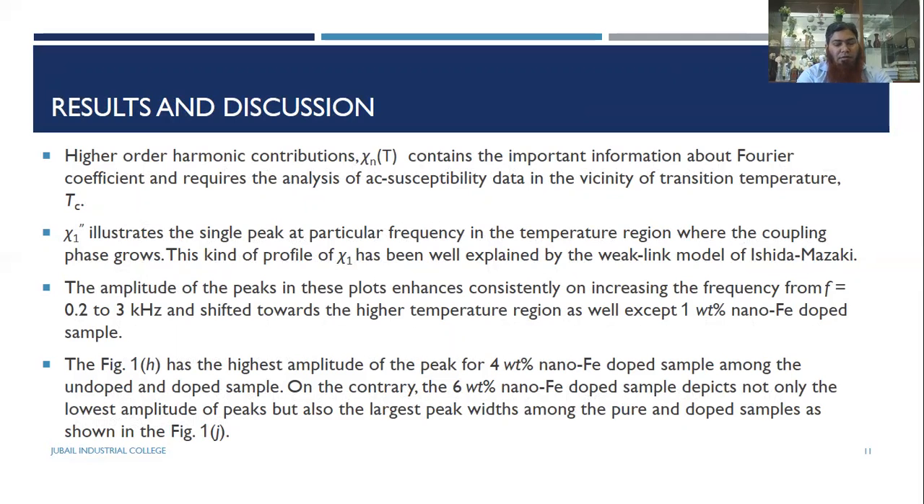We can see this in figure 1H in the next slides, which has the highest peak amplitude for the 4% nano iron doped sample among the undoped and doped samples. If you compare doped and undoped, the 4% shows the highest amplitude. On the other hand, the 6% nano iron doped sample shows not only the lowest amplitude peaks but also the greatest peak widths among the pure and doped samples, which is shown in figure 1J.